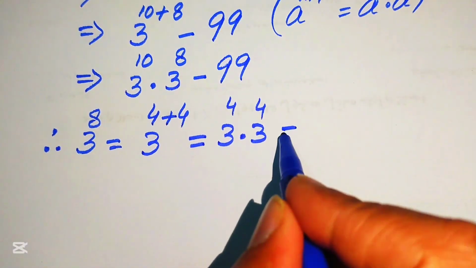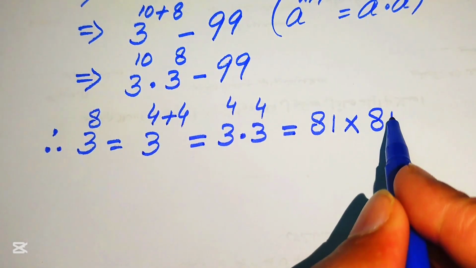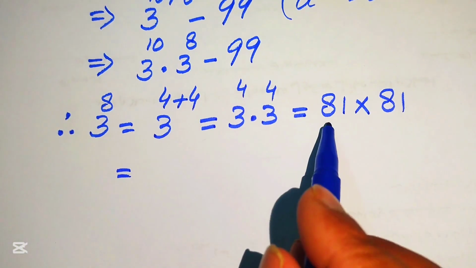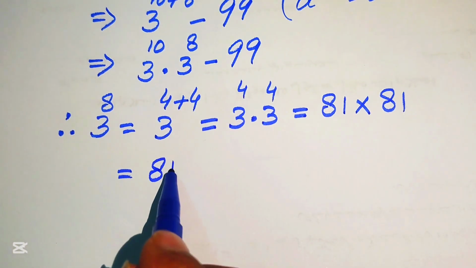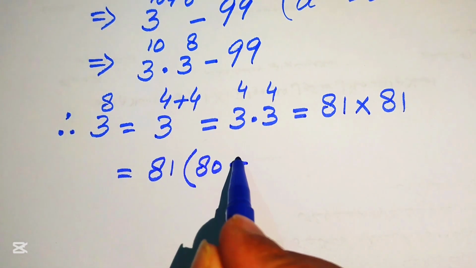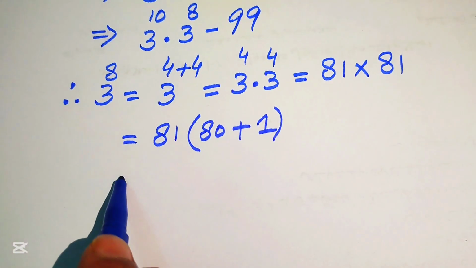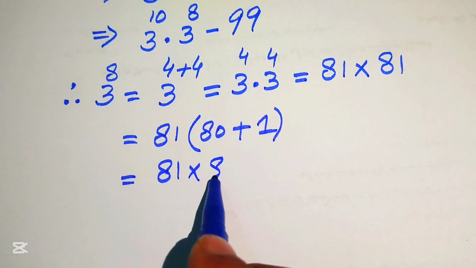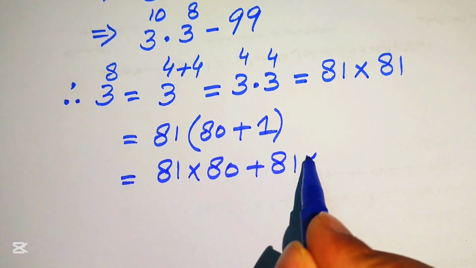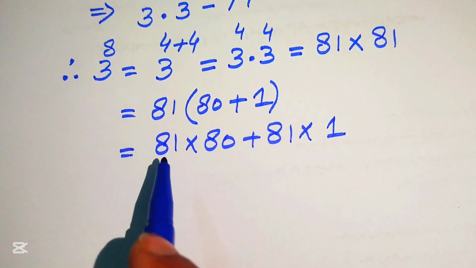You know that 3 to the power of 4 equals 81, so we have 81 multiplied by 81. We write the second 81 as 80 plus 1. Now we need to multiply, so we write it as 81 multiplied by 80 plus 81 multiplied by 1. Because a calculator is not allowed, we will show all of the working on paper or in your head.